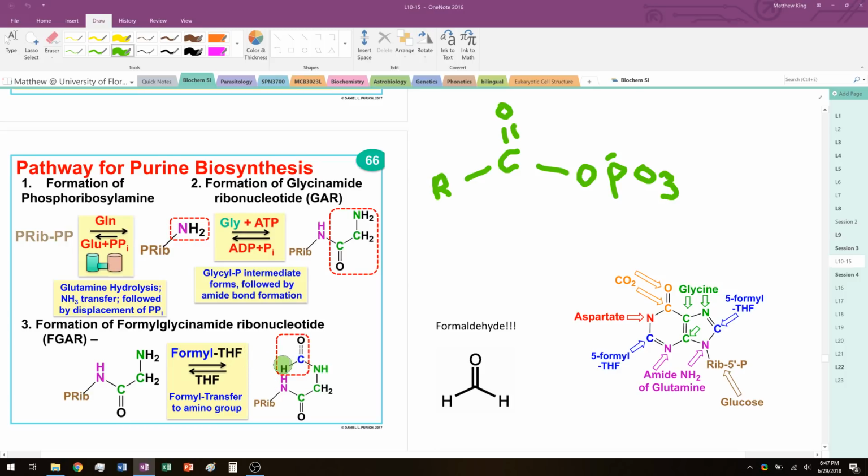So just notice that we added a C double bond O, and that is due to formyl THF, and you need to think formaldehyde when you see this. So when you're just adding a raw carbonyl group, you are adding formyl THF, and this is going to be the result.